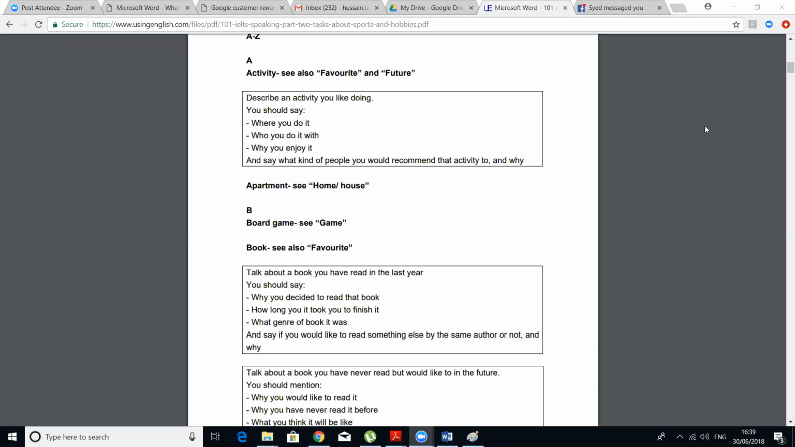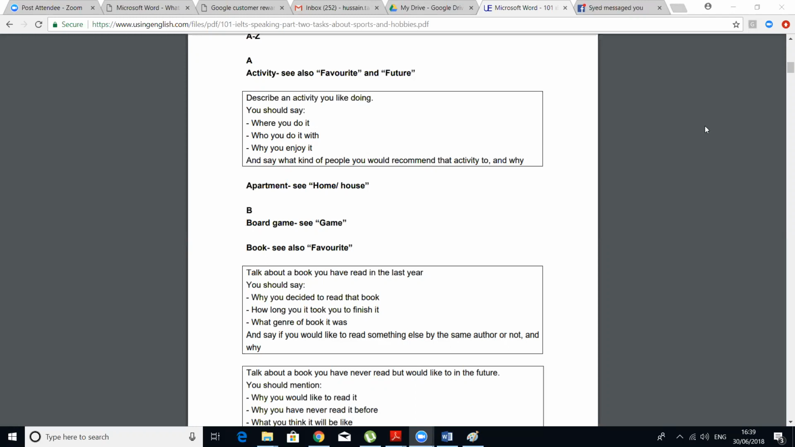This is why here we can see three different cue cards that are presented in part two of the speaking test, and the examiner gives you 1 minute to think about your topic and make some notes. One of the cue cards you can see now on the screen says: describe an activity that you like doing. In your answer, you should say where you do it, who you do it with, and why you enjoy it, and say what kind of people you would recommend that activity to and why. So that's one example.